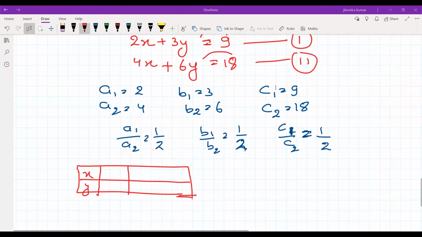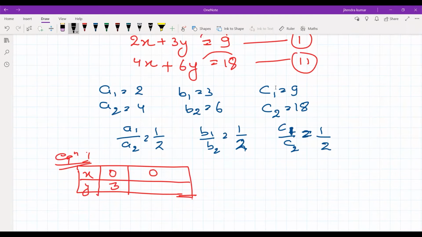So if you see here, if you put x equal to 0 in this first equation, equation 1, so we will get x equal to 0. So in this case, y will be equal to 3, right? If you put y equal to 0, we will get x equal to 9 by 2. Okay, it's giving 9 by 2.